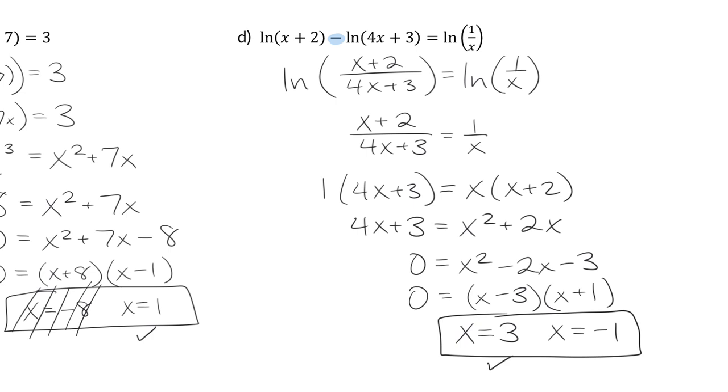Now we plug in negative 1. What is negative 1 plus 2? 1. That's a positive number, right? Okay, we're good. How about 4 times negative 1 plus 3? Now we have a negative 1. Can we leave this as an answer? No, we have to throw it away. It almost worked. It did not work in every argument, so you throw it away.